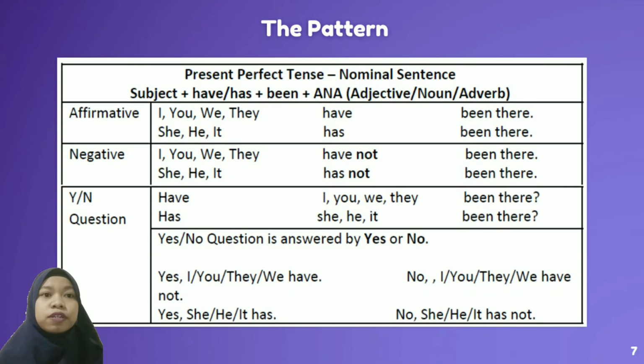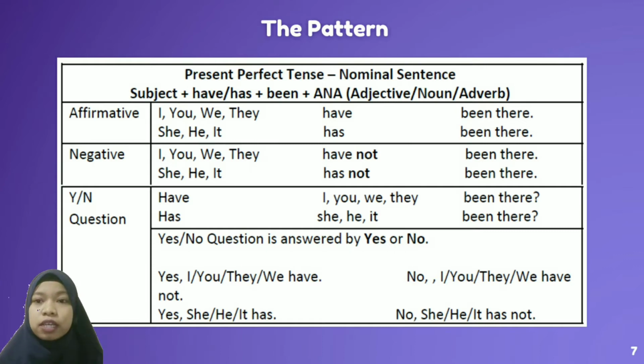Next, about the pattern of present perfect tense in nominal sentence. The pattern is subject, have or has, and been, and then followed by adjective, noun, or adverb. For affirmative, you can see that subject and have or has, and then followed by been, and then adjective, noun, or adverb. So the example is she has been there.